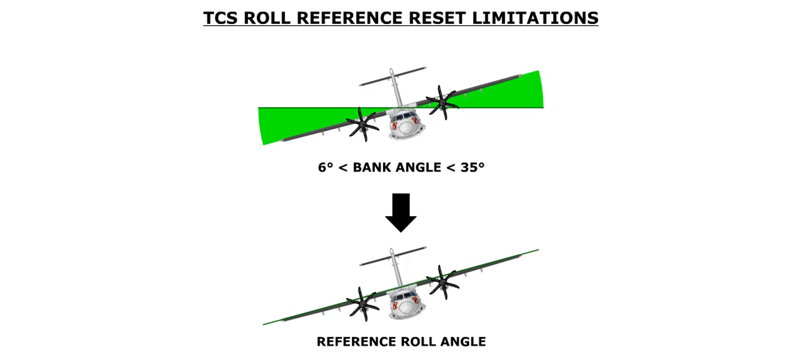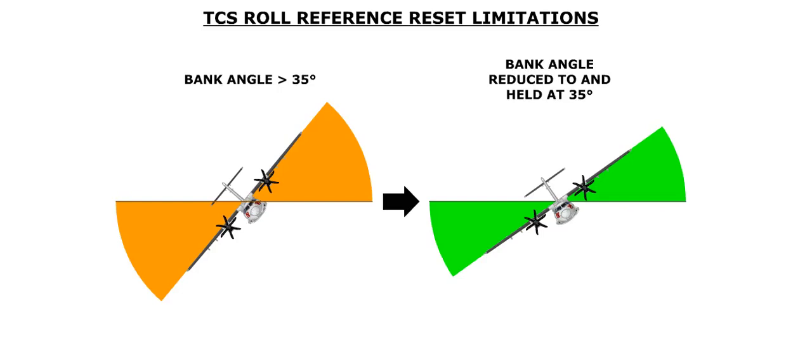If the aircraft's roll angle at the time the TCS push button is released is less than 6 degrees, the autopilot will automatically return to wings level. If the roll angle is between 6 and 35 degrees, the autopilot will use the new roll angle as the reference. If the roll angle is above 35 degrees, the autopilot will automatically roll the aircraft back to 35 degrees and maintain that roll angle.